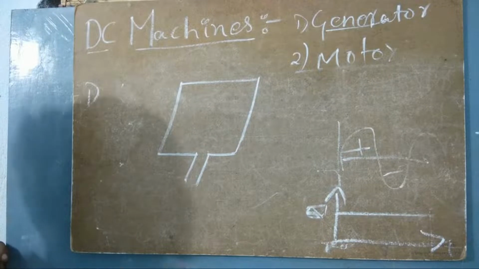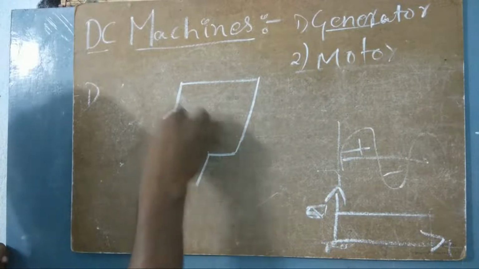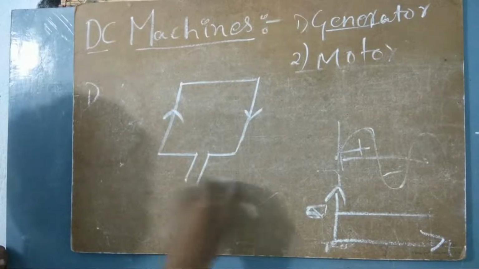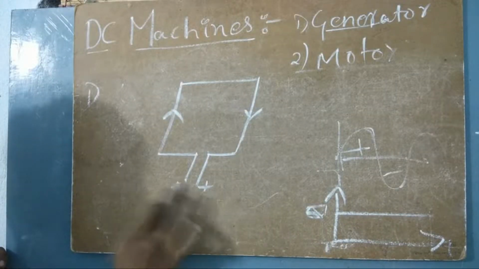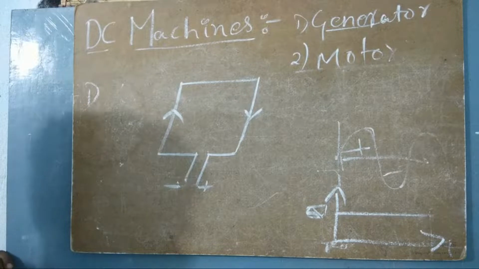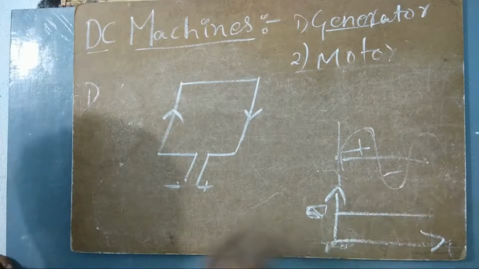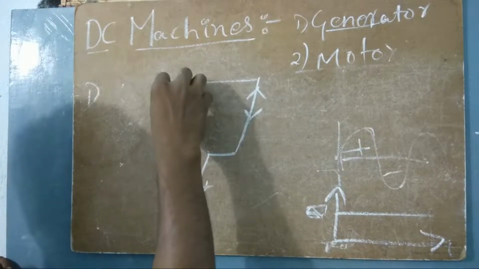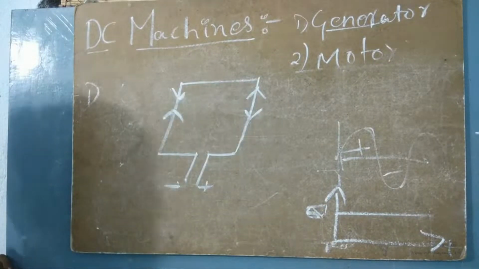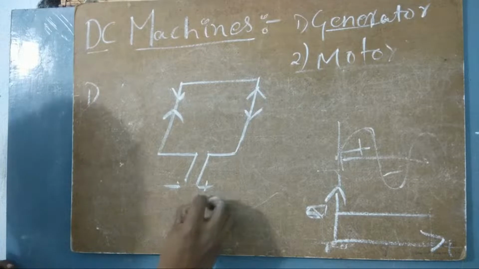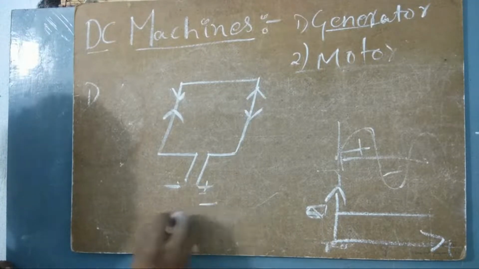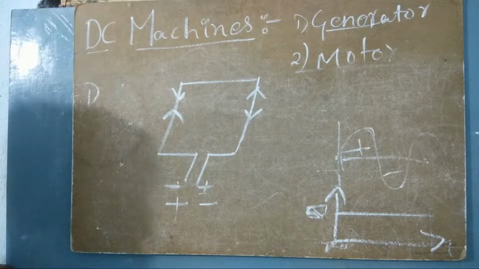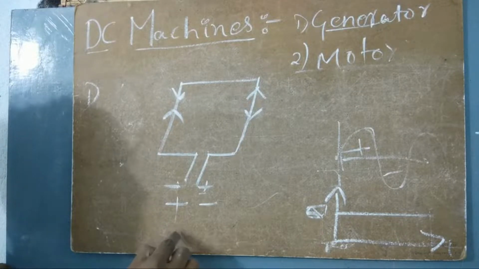That means at one instance, the current is flowing in this direction. For this cycle, let us consider this as positive and this as negative. At another instance, in this half cycle, the current starts flowing in the opposite direction. Now this conductor is going to be negative, and this terminal is going to be positive. This is how we are getting the output.